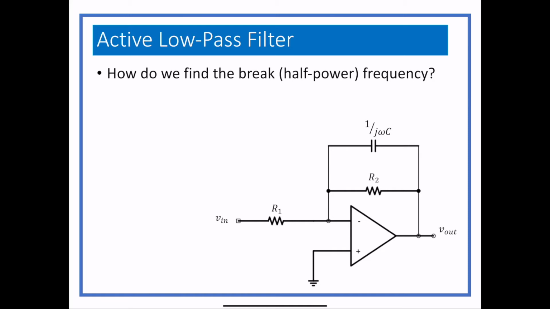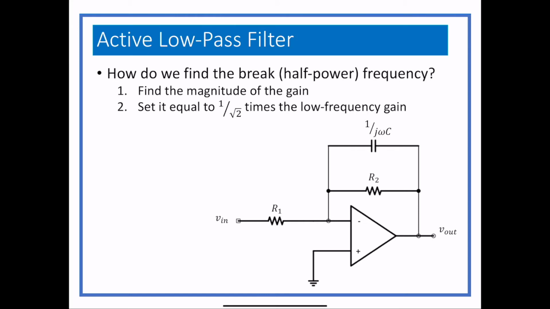So what we do is we take the magnitude of the gain and we set it equal to 1 over square root of 2 times the low frequency gain, which is just 0.707, which turns out to be, if you calculate the dB value, 3 dB or minus 3 dB. So we find the magnitude, and then we go ahead and set it equal to 1 over square root of 2 times the low frequency gain. So when we do that, we're now sort of taking the imaginary part out of it, which is good.